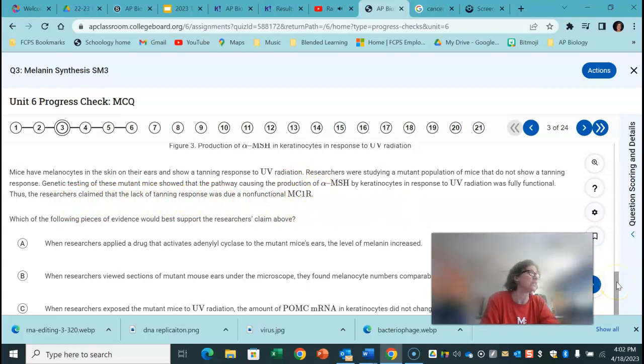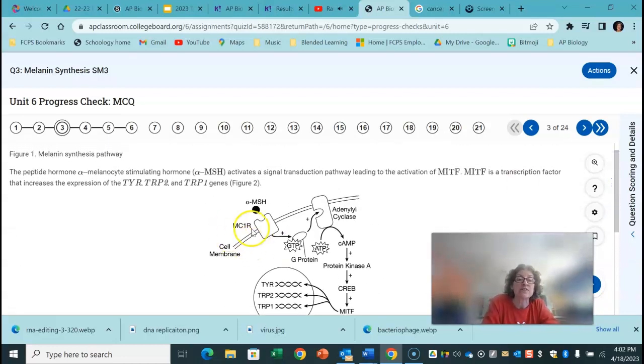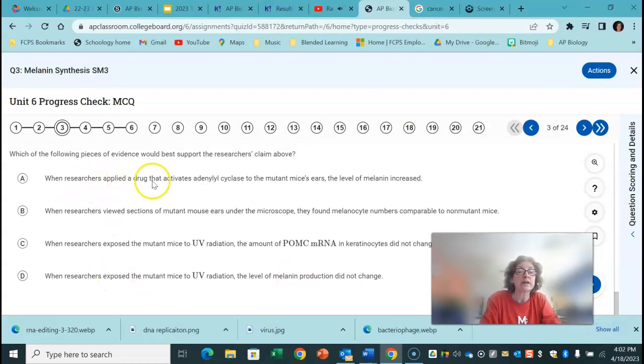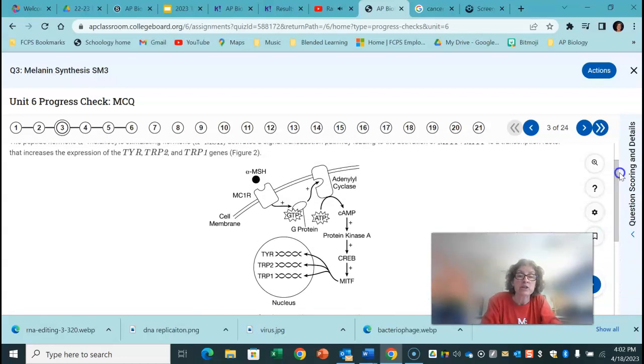The same as your HHMI activity. So let's go up here and I can show you why that's the answer. This one I understand. So if this isn't functioning, right, if it's the wrong shape, just like maybe in your mice, that means that if they bypass it somehow, they'll be able to prove that, which is what they do down here. So look at the choices. When researchers applied a drug that activates adenylyl cyclase, bypassing that part, right? The level of melanin increased. The reason why that is actually the right answer is if you go back up here and look at the pathway, right?